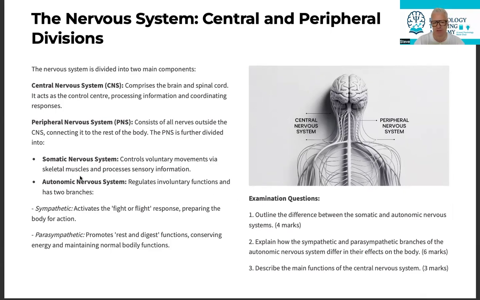So this bit here, the ANS, is linked with fight, flight, or freeze. So the sympathetic branch would be activating fight or flight response, and the parasympathetic branch would be promoting rest and digest. So just to reiterate, the central nervous system is the brainstem and spinal cord. The peripheral nervous system is like a web that goes out from there to everywhere else. And the peripheral nervous system is split into the somatic and the autonomic nervous system.